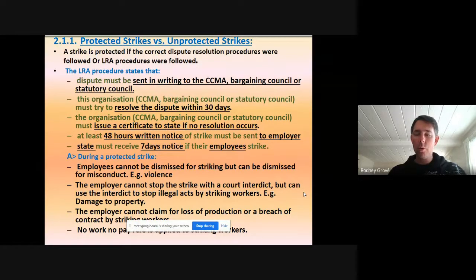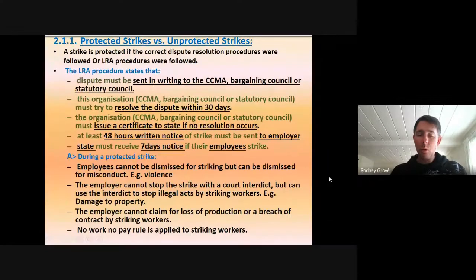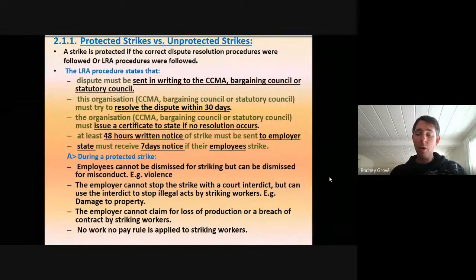So if you don't want to go the route of just dismissing them because they're being violent, you can go to court, get an interdict, and that interdict will stop them from causing damage to property. Because with that interdict, you get the police over to arrest them for causing damage to property. But you can't dismiss them, okay, unless they are damaging property. The employer cannot claim for a loss of production or a breach of contract by striking workers. So you can't go and claim from insurance because your workers are on strike and now you've lost an income.